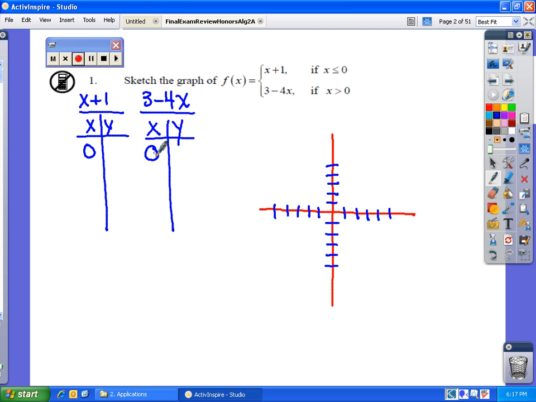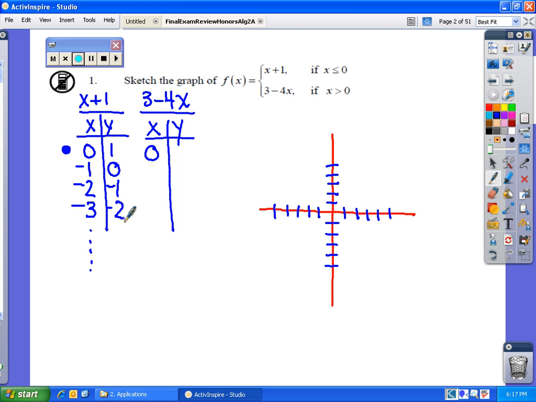The x values, or domain values, for the first table are x less than or equal to 0. So we'll put a closed endpoint here to remember that 0 is included in the domain of this function. The other domain values would be those less than 0. We'll plug in those values to get our y values, and 0 plus 1 is 1, negative 1 plus 1 is 0, and so on.